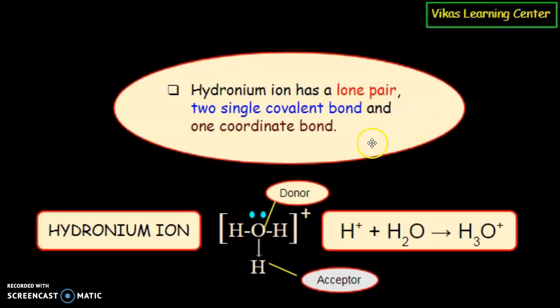So we understood that this hydronium ion now has 1 lone pair of electrons, 2 covalent bonds and 1 coordinate bond. As you can notice here, the lone pair of electrons that is being shared by this oxygen atom with this hydrogen ion is provided entirely by this oxygen atom. So this oxygen atom is called the donor, whereas this hydrogen ion just shares the electrons with this oxygen. Hence, it is called the acceptor.